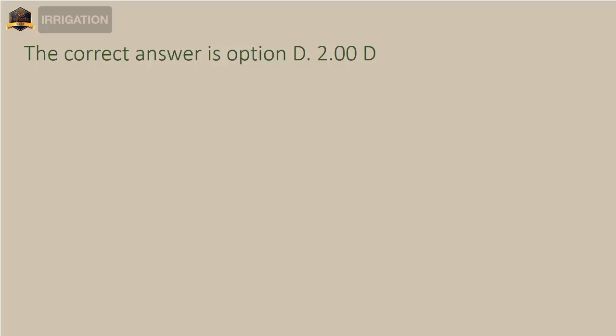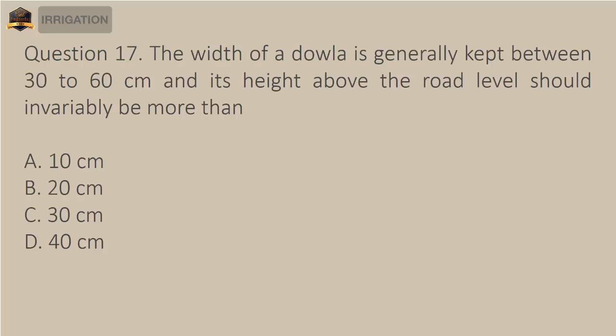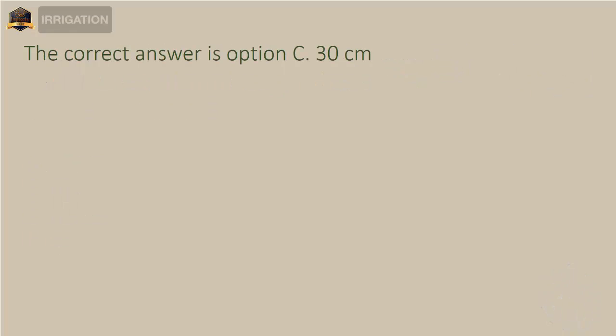Question 17. The width of a dowla is generally kept between 30 to 60 centimeters and its height above the road level should invariably be more than A. 10 centimeters, B. 20 centimeters, C. 30 centimeters, D. 40 centimeters. The correct answer is option C, 30 centimeters.